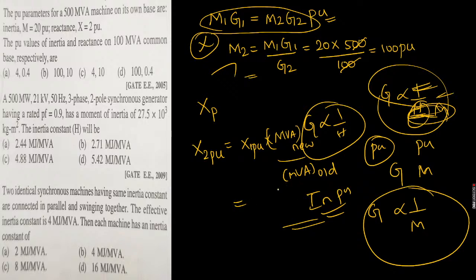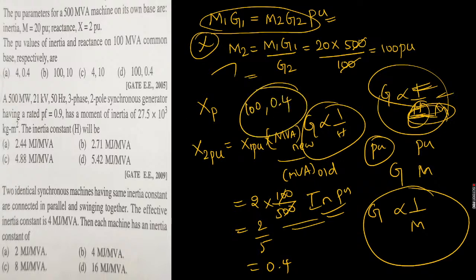Now substitute the values. New value is 100, old value is 500, into the old value of reactance, which is given as 2. The 0 is getting cancelled. 2 by 5 equals 0.4. So what is the correct answer? 100 comma 0.4. Option D is the correct answer. Okay, sir. Read the next question and drop your answer.